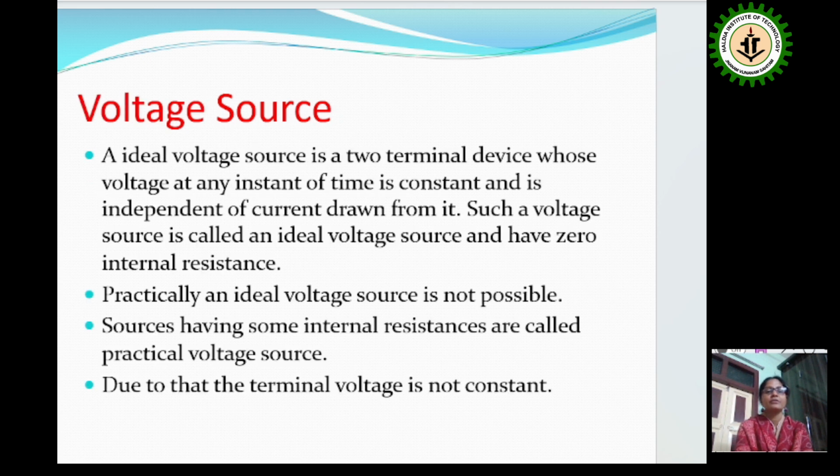First, let us discuss what an ideal voltage source is. An ideal voltage source is a two-terminal device whose voltage at any instant of time is constant and is independent of the current drawn from it. Such a voltage source is called an ideal voltage source and has zero internal resistance. But practically, an ideal voltage source is not possible. Sources having some internal resistance are called practical voltage sources. Due to that, the terminal voltage is not constant.